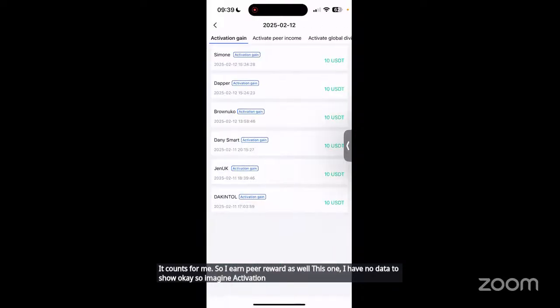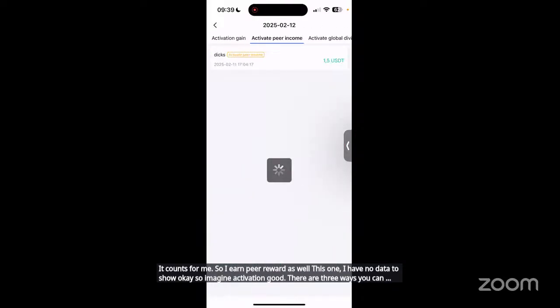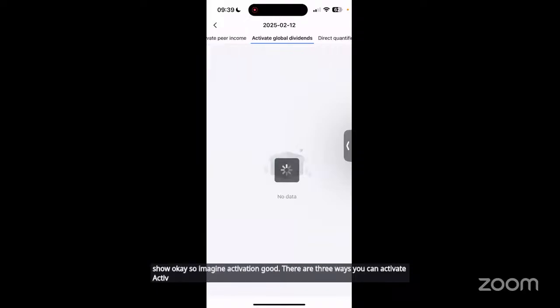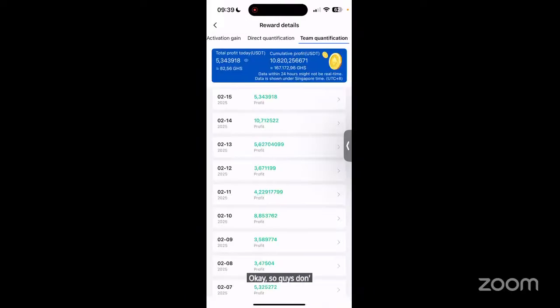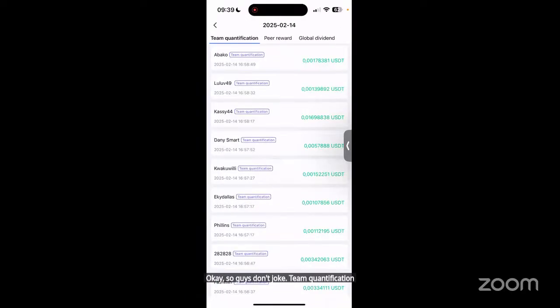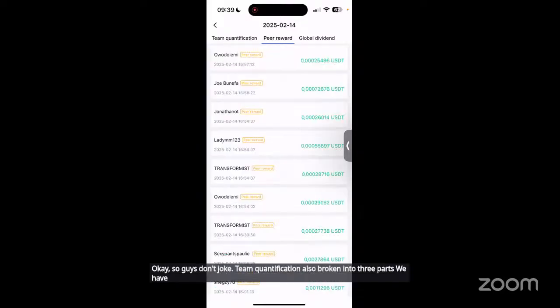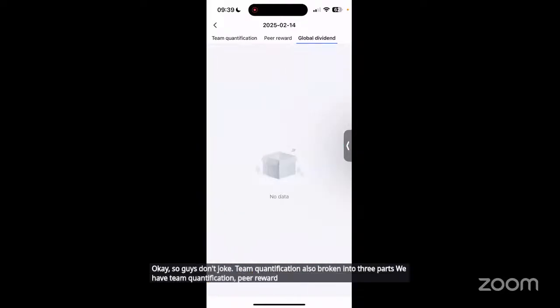There are 3 ways. You can activate peer income, activate global dividend. That is for the V6 and above. Okay, so guys, don't joke. Team quantification is also broken into 3 parts. We have team quantification, peer reward, global dividend.